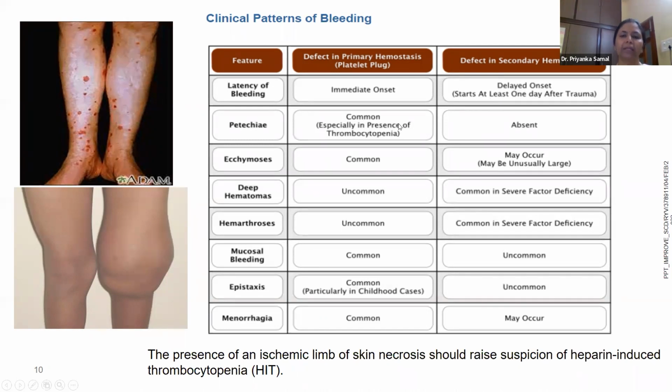Petechiae are more common with platelet dysfunction or low platelet count. They are almost absent in secondary hemostasis. Ecchymosis and petechiae are more common with platelet disorders. Hematomas and hemarthrosis are more common with factor deficiencies or coagulation abnormalities. Mucosal bleeding is common with platelet disorders. Epistaxis is common with platelet disorders. Menorrhagia is common with platelet disorders. So this is one of the ways you can differentiate clinically whether there is a platelet bleed or a coagulation bleed.